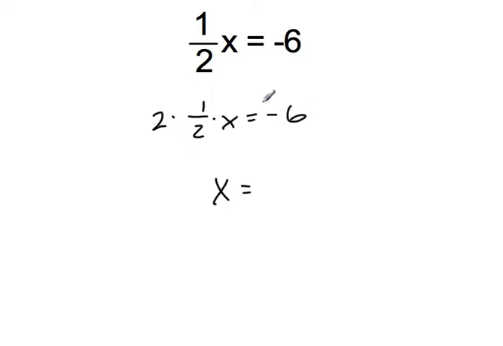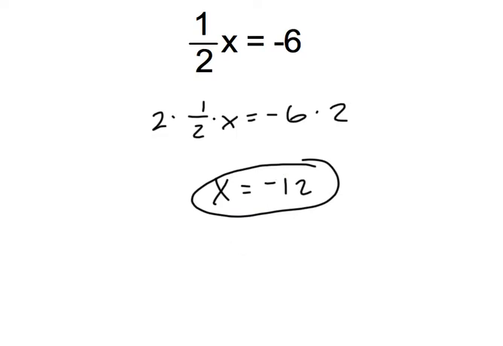But we also need to balance off the right side of this equation. We multiplied the left side of the equation by 2. We have to do the same thing to the right side. And negative 6 times 2 is negative 12. There's our solution. Alrighty.